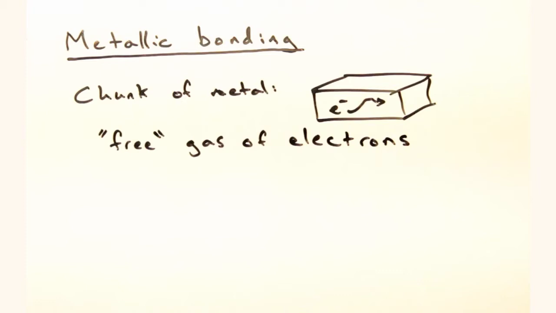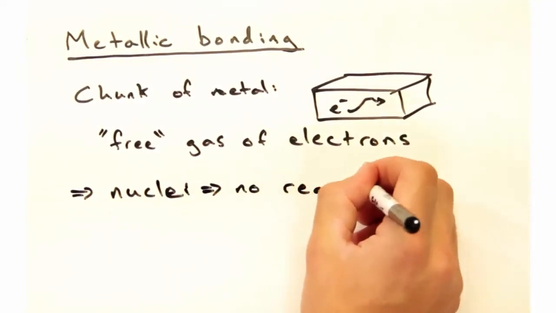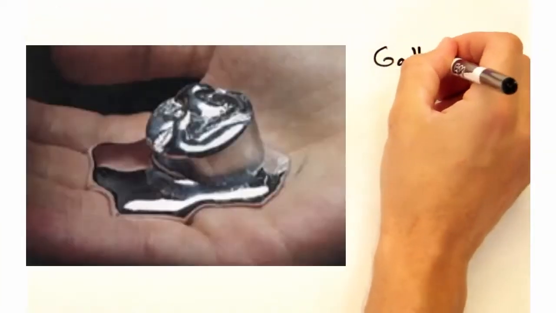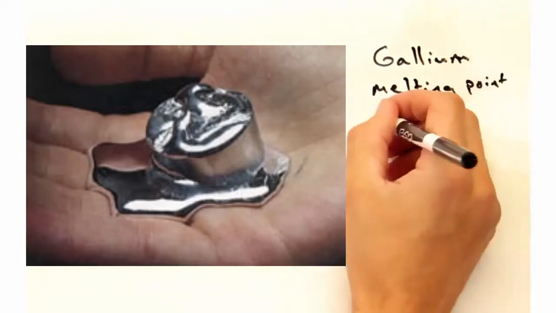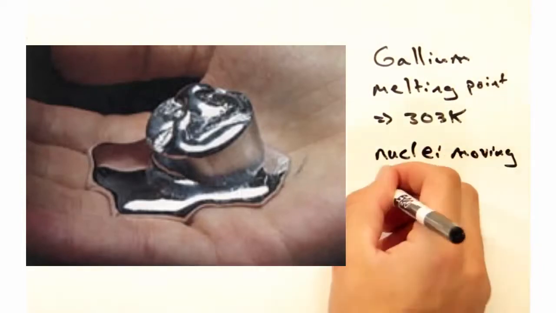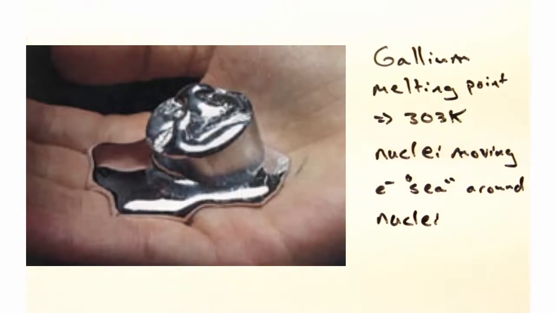Okay, I can see how these electrons are spread throughout the material. But what about the nuclei? Are they stuck in their positions? Actually, that's what's surprising, in metallic bonding, there is no inherent requirement for periodicity. Let's think about gallium. Hold it in your hand, it turns into a liquid. Here, the positively charged nuclei are moving in all sorts of random directions, but the electrons still form the sea that moves between the nuclei.